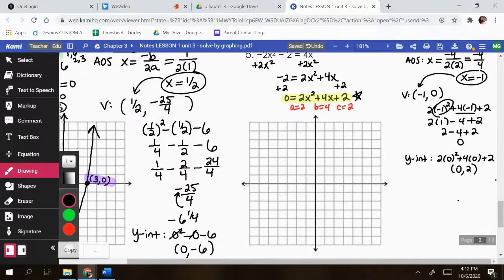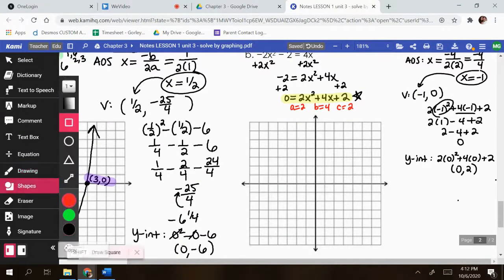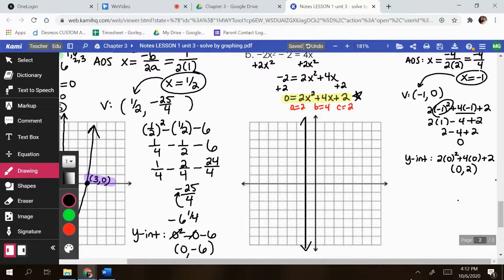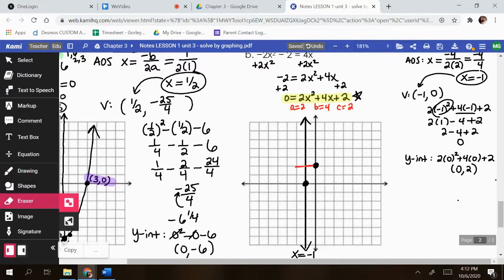I have an axis of symmetry at x equals negative 1. Okay, so this is my axis of symmetry. My vertex is at negative 1, 0. And my y-intercept is at 0, 2. Okay, it's 1 unit away from the axis of symmetry, so I'm going to go 1 unit away on the other side as well to get a mirror point.